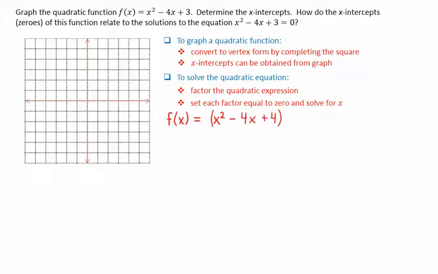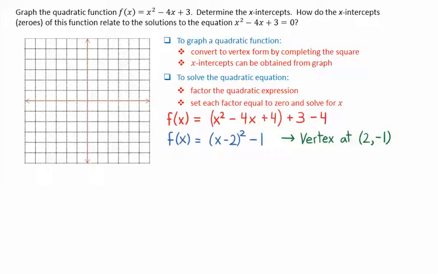To do this, we take the negative 4 sitting beside the x, we divide that by 2 to get negative 2, and then square that to get 4. This means that to create a perfect square trinomial, we would add 4. We still have the plus 3 outside the brackets, and because we added 4 in order to complete the square, we also must subtract 4. We then have the function in vertex form as f of x equals x minus 2 all squared minus 1.